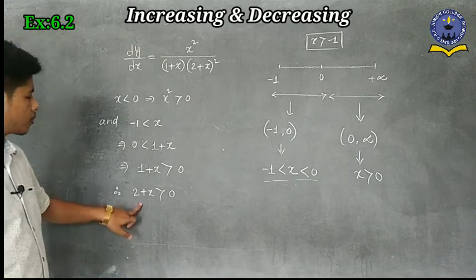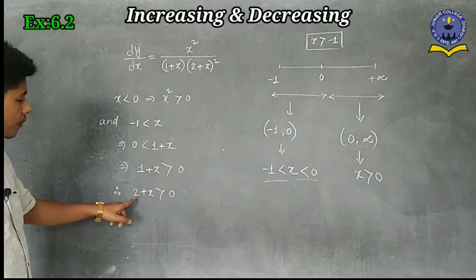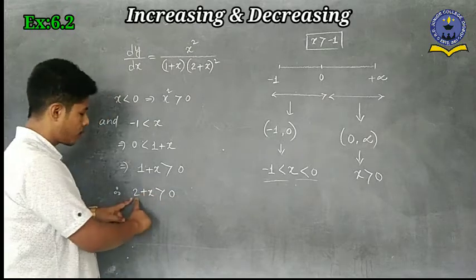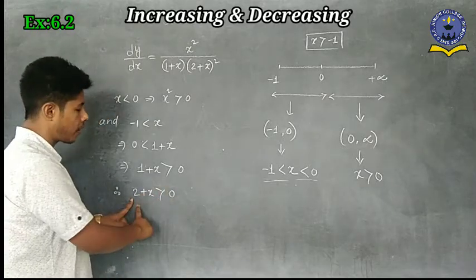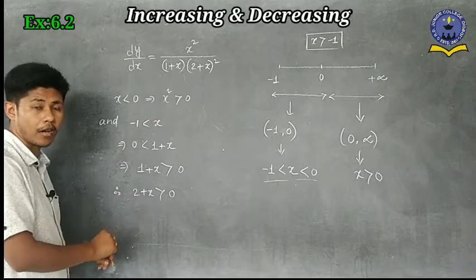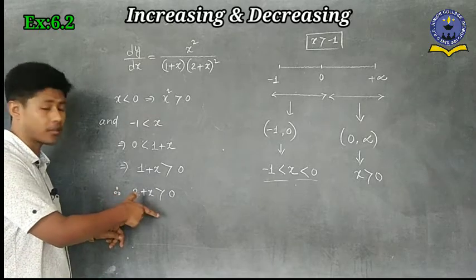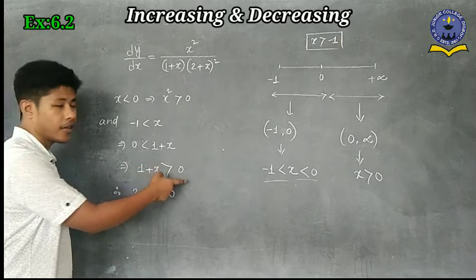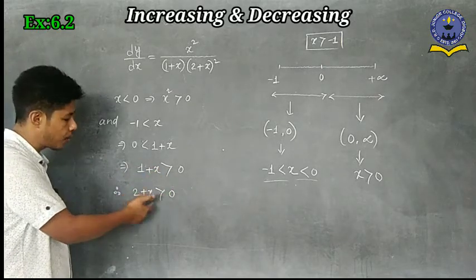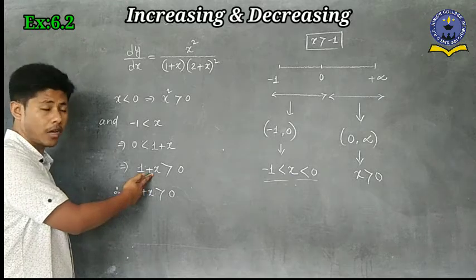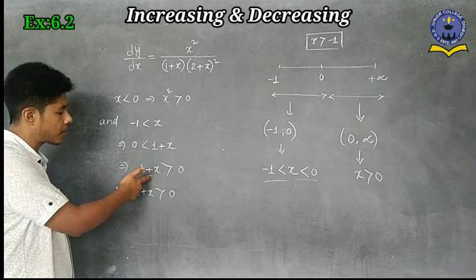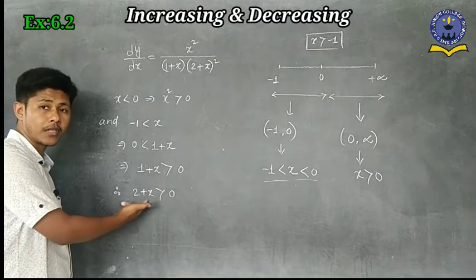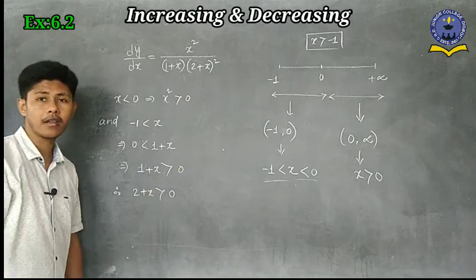So why have we done this one? Don't confuse here. Here we did not add 1 to both sides. Here where I wrote 2 plus x, I did not add 1 to both sides. So therefore 2 plus x. That means if the value 1 plus x is greater than 0, automatically 2 plus x is greater than 1 plus x or not? If 2 plus x is greater than 1 plus x and 1 plus x is greater than 0, then from here easily we can say 2 plus x is automatically greater than 0.